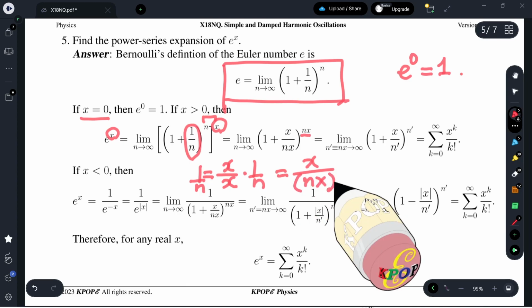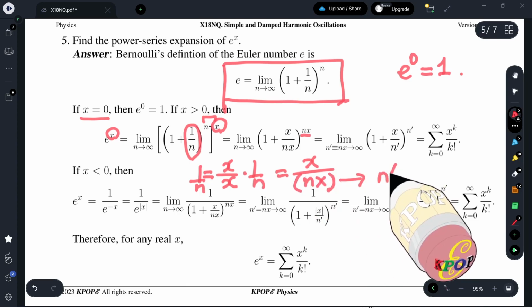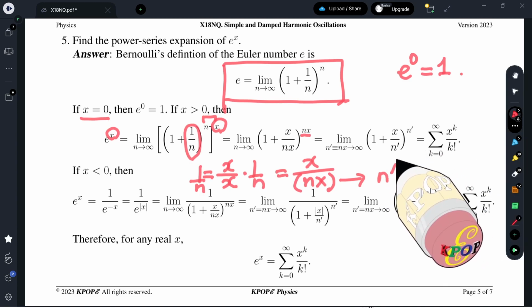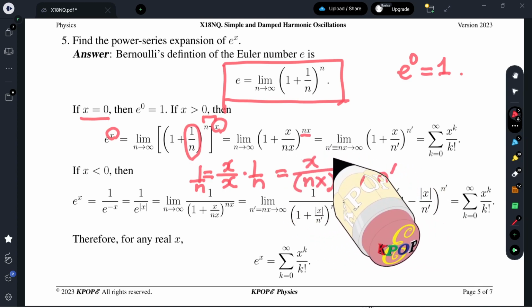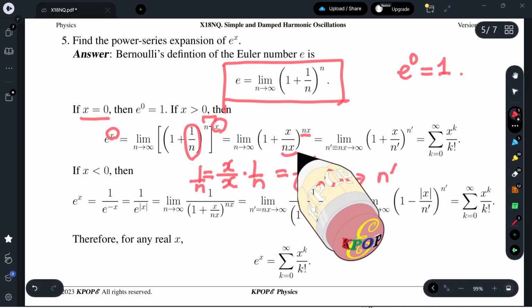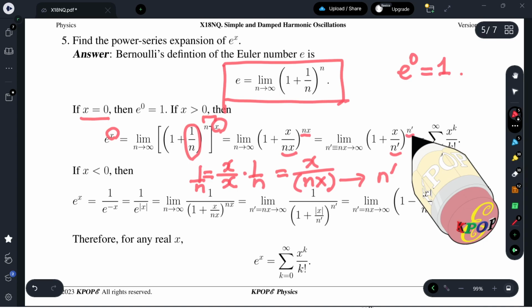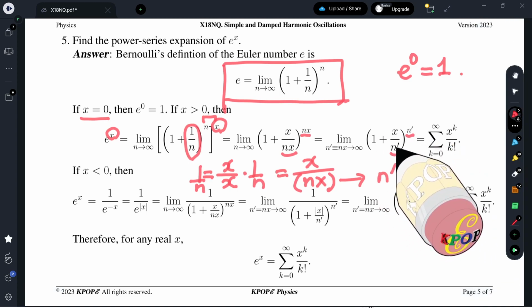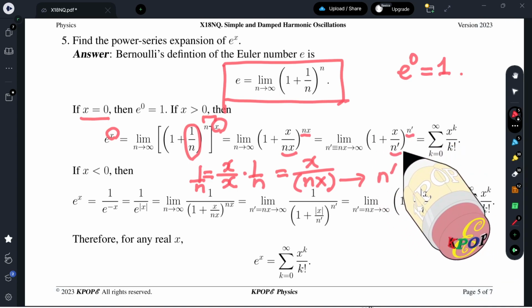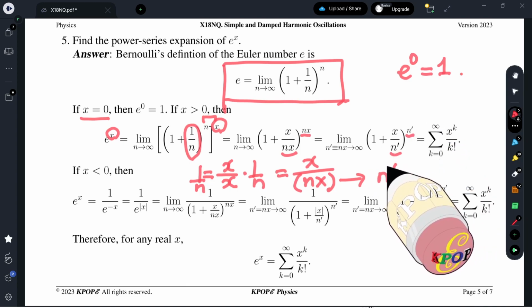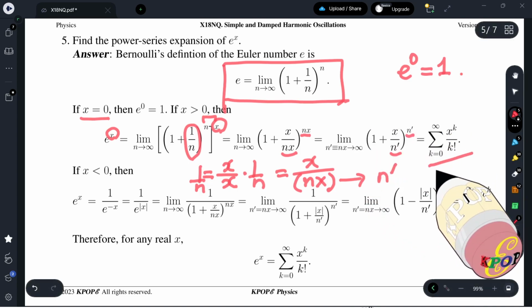And why don't we replace this one by n prime? In the limit as n goes to infinity, we don't care whether we keep n to be an integer or not. That's fine. So we replace this one by n prime, and we can make use of binomial expansion to find that this one is this.